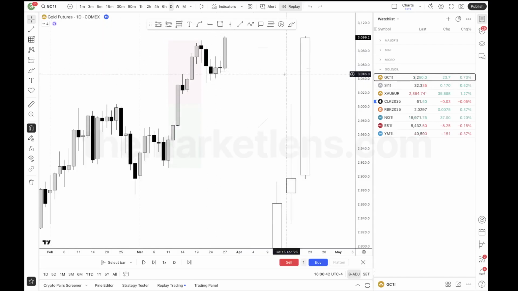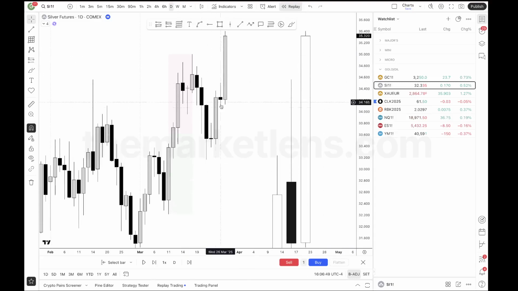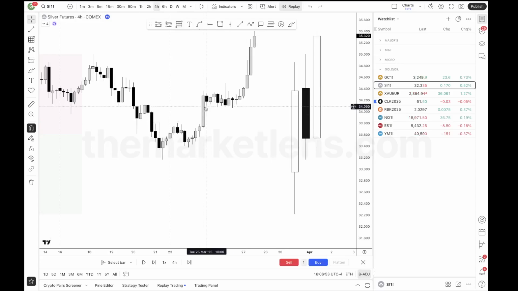Do you see how over here we start consolidating, but over here we start to expand away? This is the strength starting to switch. You can see that via gaps. So you see this 4-hour fair value gap here?